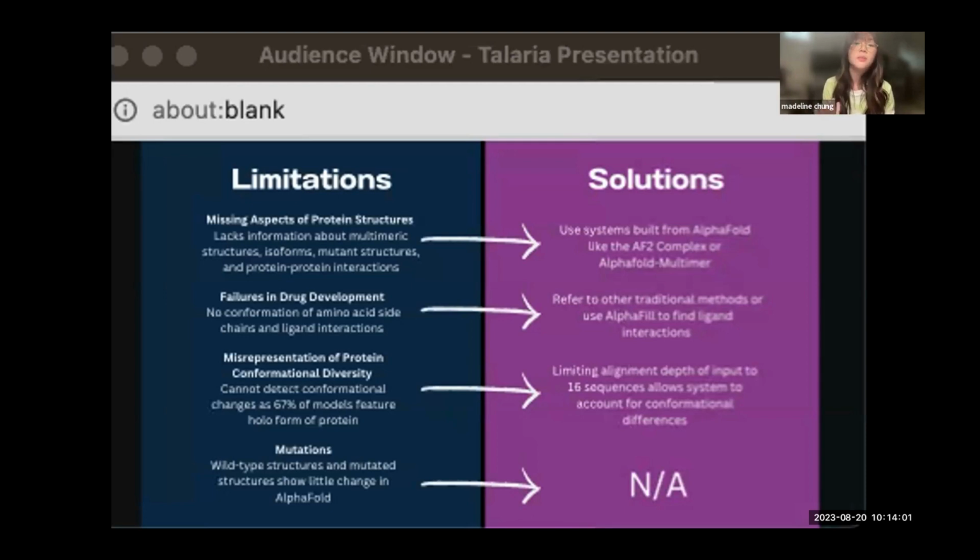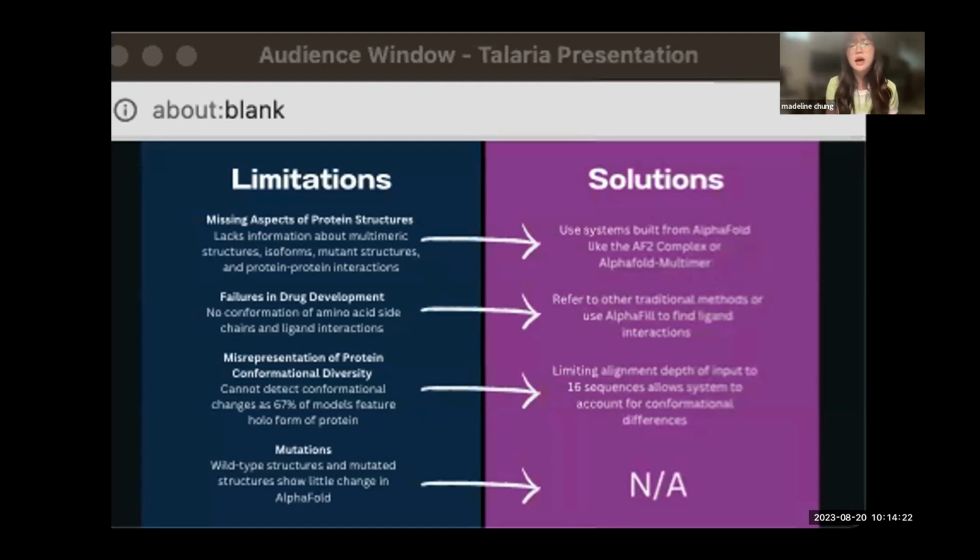And it is shown that the models actually lower in quality as the difference between apo and holo forms increases. So another way to say this is that AlphaFold negatively correlates with the conformational diversity there. And so it's really hard to accurately model the dynamic nature of proteins through AlphaFold.